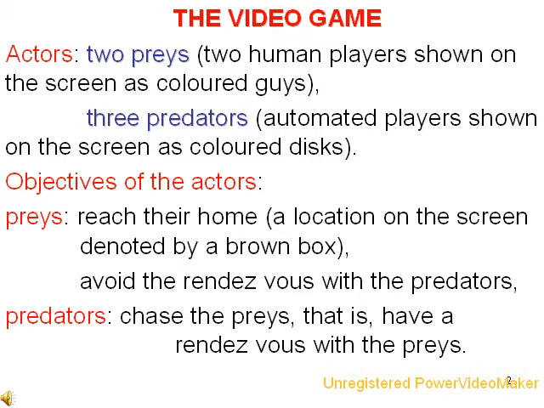The video game consists of the following actors: 2 preys, 2 human players shown on the screen as colored guys, and 3 predators, automated players, shown on the screen as colored discs. The objectives of the preys are to reach their home, a location on the screen denoted by a brown box, and to avoid the rendezvous with the predators. The objective of the predators is to chase the preys, that is, have a rendezvous with the preys.